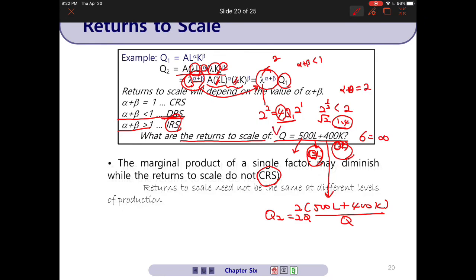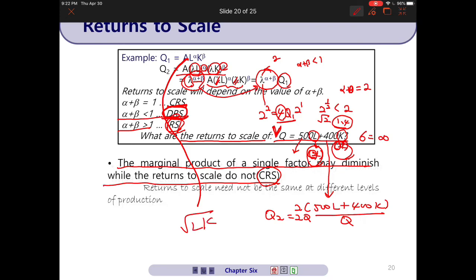So actually, depending upon the function type, doubling input sometimes leads to constant return to scale, other times leads to DRS. The other times it may lead to IRS. The marginal product of a single factor may diminish while the return to scale does not. Does it make sense?